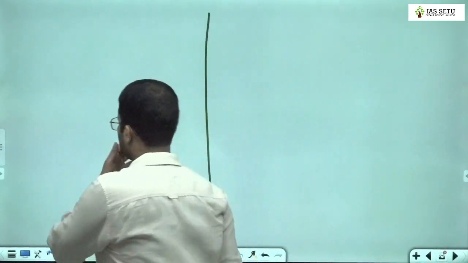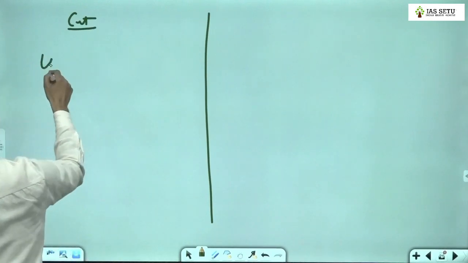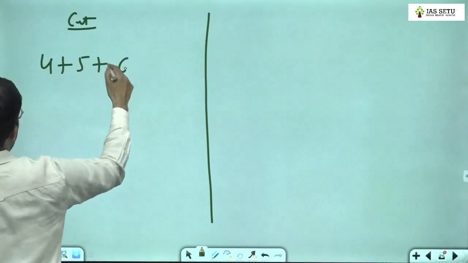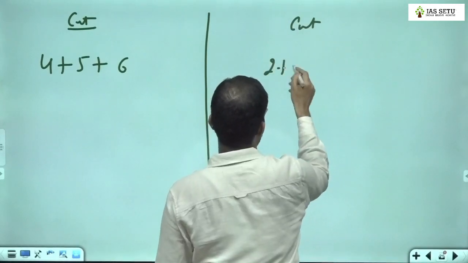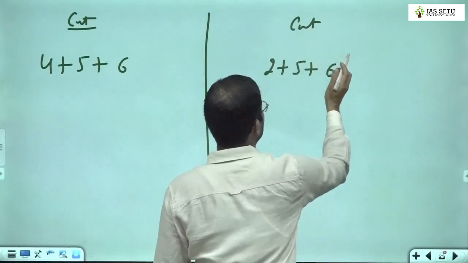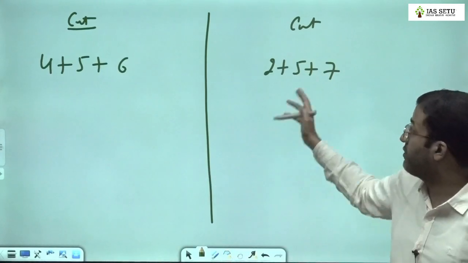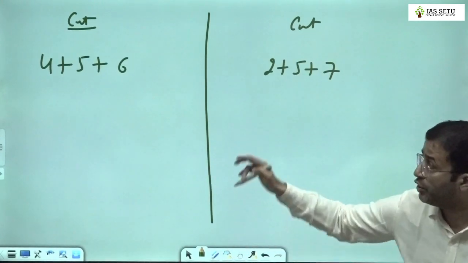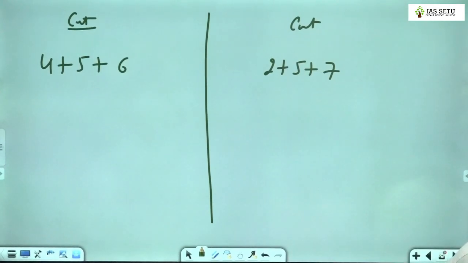Now 2 more questions. Number of cuts given, you have to find the number of pieces. 4 cuts on X, 5 cuts on Y, 6 cuts on Z. Here 2 cuts plus 5 cuts plus 7 cuts: 2 cuts on X, 5 cuts on Y, 7 cuts on Z. You find the number of pieces in this question and the number of pieces in that question.